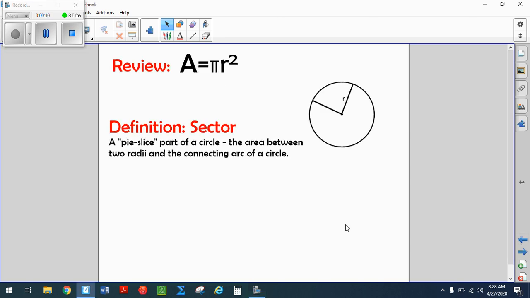As a review, the area of a circle is pi r squared, and the definition for a sector that we're going to use is a pie slice, a part of a circle, the area between two radii and the connecting arc of a circle. So in this diagram, that would be this space. It's a pie-shaped piece. That's a sector. So the video is trying to teach you how to find the area of a sector.